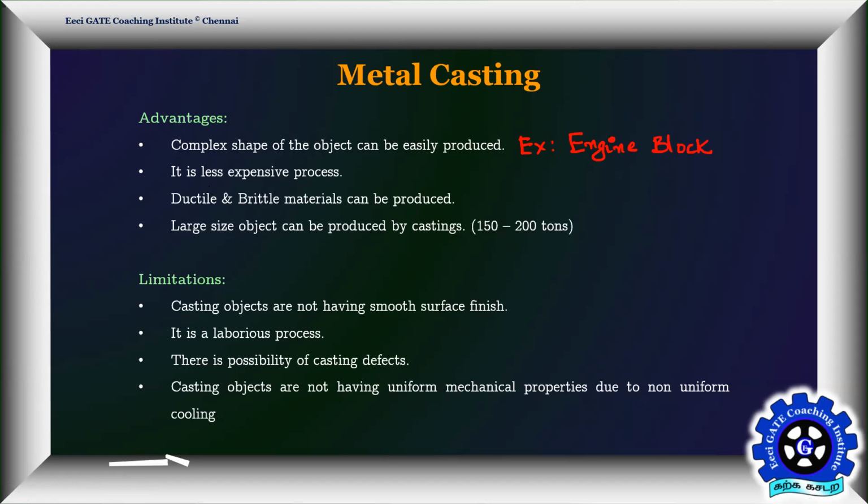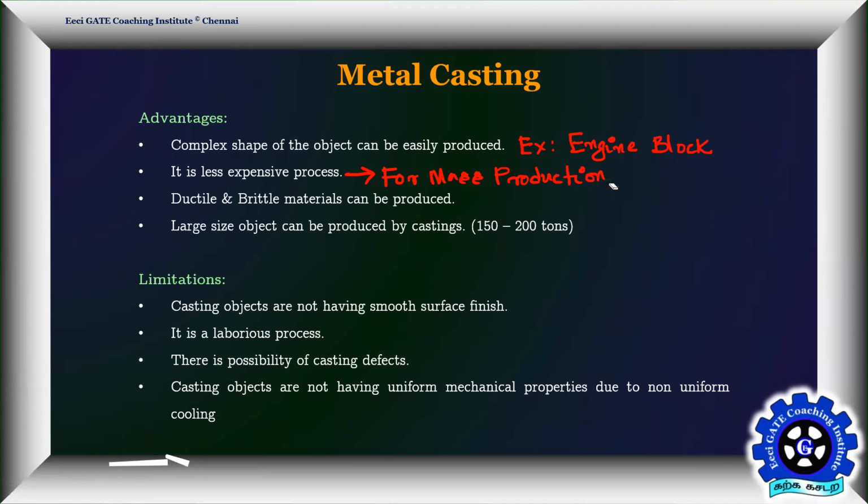And the main advantage is that, as this is less expensive, we can use this process for mass production. What does mass production mean? You could use it for producing hundreds or thousands of products continuously. Sometimes lakhs of products will be produced if they're small elements. That's called mass production.